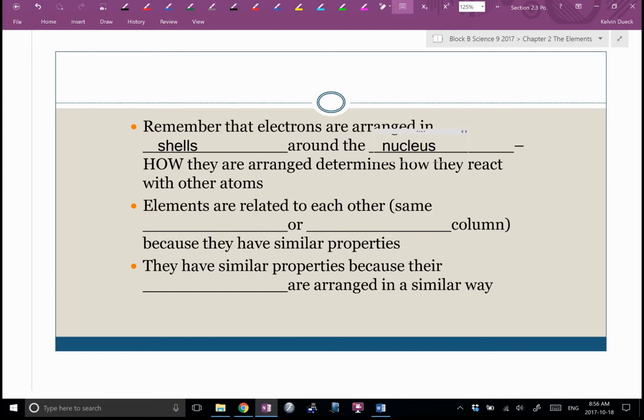Elements are related to each other in the same family, or the same vertical column, I should say vertical column, because that's what we mean by families, think vertical. Because they have similar properties, I'm going to be even more specific. They have similar properties because their electrons are arranged in a similar way. Specifically, Jimmy, their outer shell.